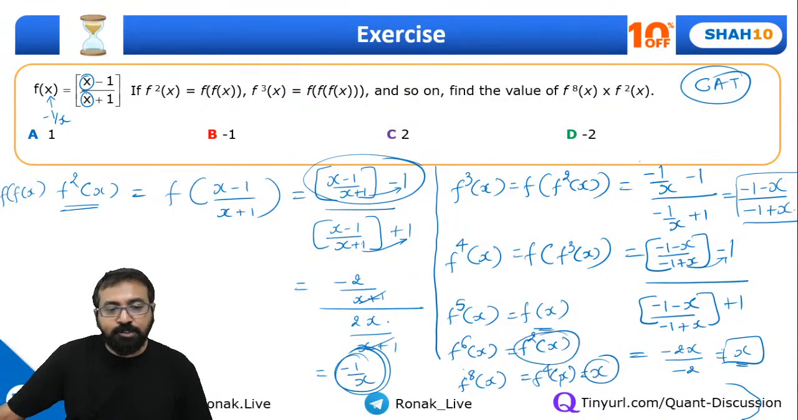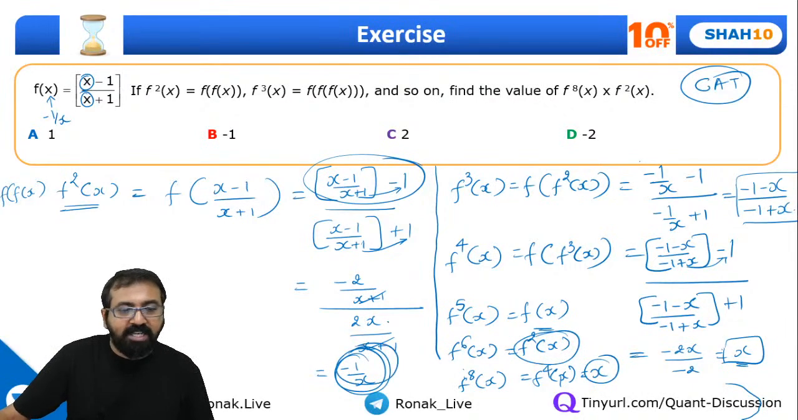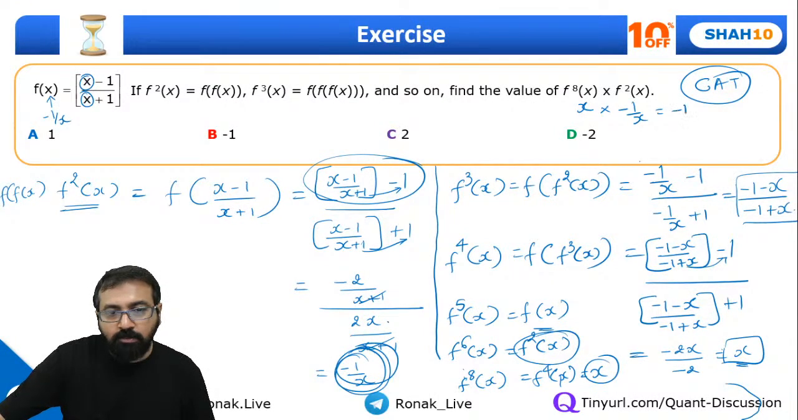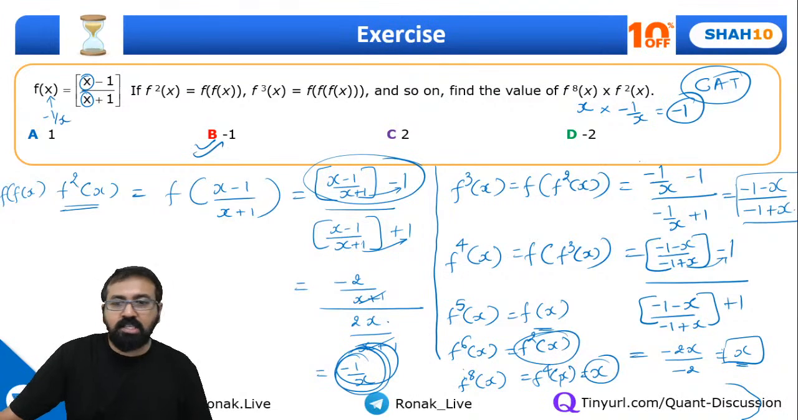And what is f square(x), everyone? f square(x) is minus 1 upon x. So I need to find out, this is x into minus 1 upon x. This will be minus 1. So this is our answer.